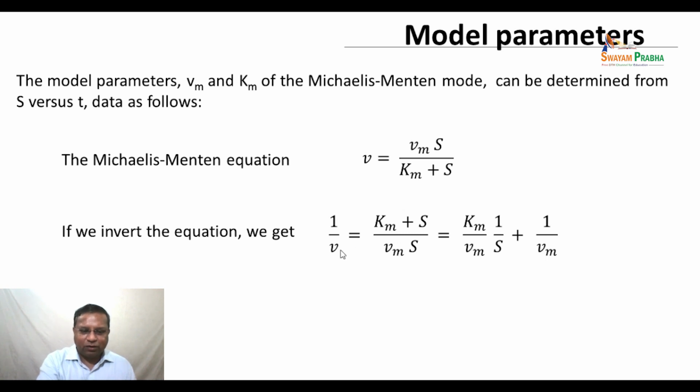So if you plot 1 by V versus 1 by S from the S versus T data, you should get Km by Vm as the slope and 1 by Vm as the intercept. This is the way in which these model parameters are estimated. There are some issues associated with estimating it this way, but let's not get into that for the time being. Let's assume that the data is good and we have a good spread in the data, so that the outliers are not going to affect the value itself. That's the essential problem here, if you know what I'm talking about. If you don't, don't worry about it. You'll have to be a little careful while using this, and you can learn that later.